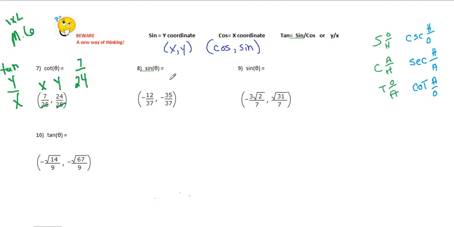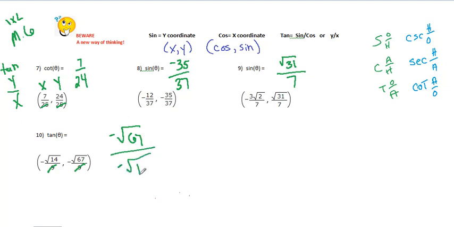Next one, sine. Sine is the y coordinate. That one's not so bad. It's negative 35 over 37. Number 9, the sine of this one is the y coordinate, so it's the square root of 31 over 7. Now this one, the tangent, okay, we have this going for us here. We can cancel those out. Tangent is going to be the y coordinate, which is negative 67 over negative square root of 14.